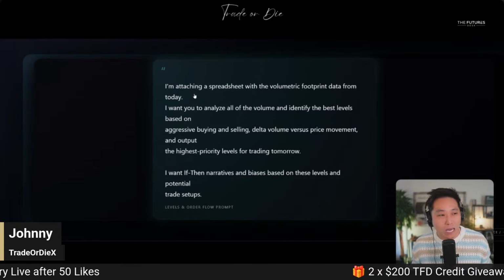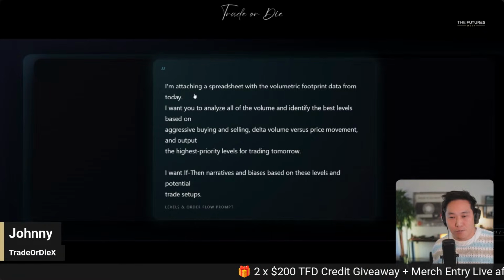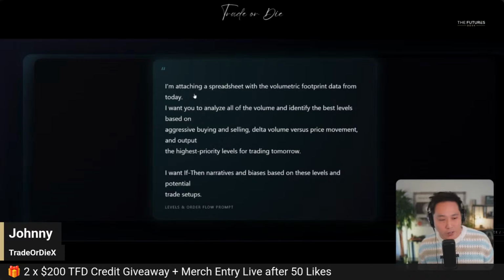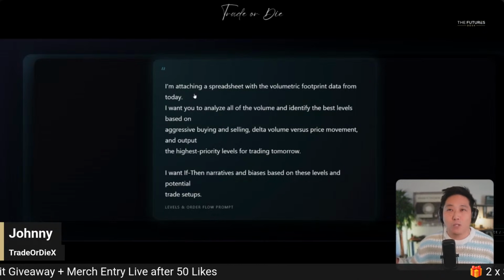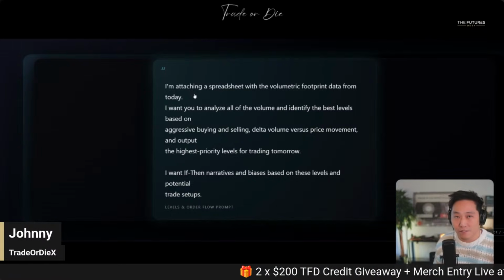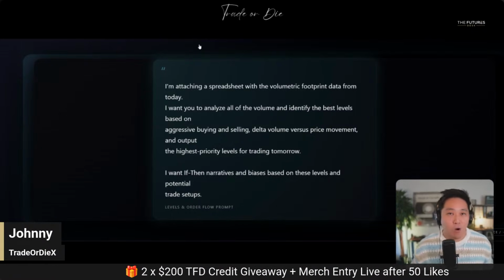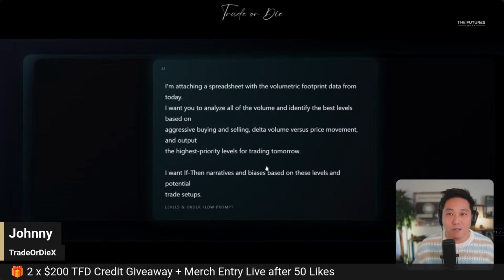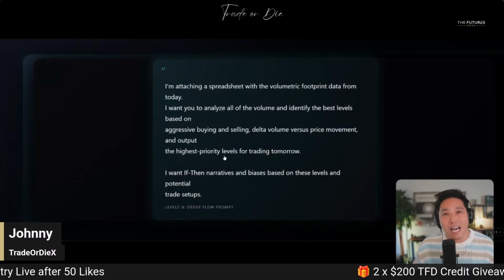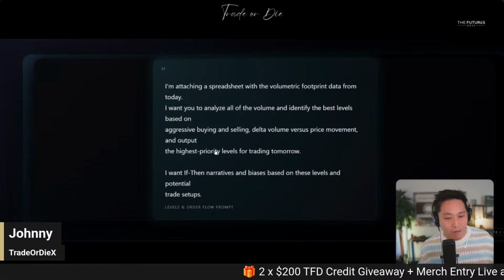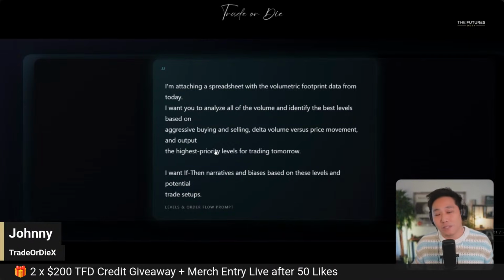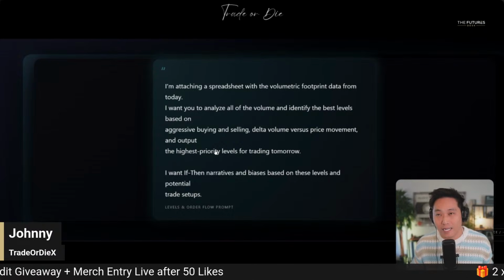If you have thousands of lines of spreadsheet data that happen just throughout today, for instance, is there a way that you can use that information to help you take better trades tomorrow or stay out of trades? For instance, that's really key. And then this last one I have here, I want if-then narratives and biases based on these levels and potential trade setups. So essentially what that is, I like having a map, and I call it a battle map, for the day, where if we break below this level, there's a high probability that we're going to start liquidating and go for lower levels.